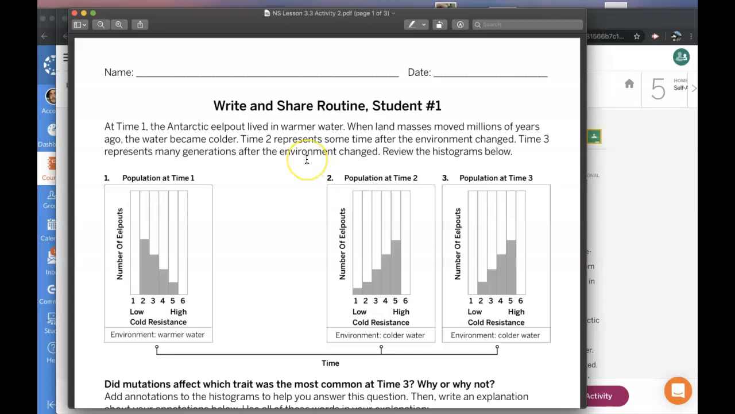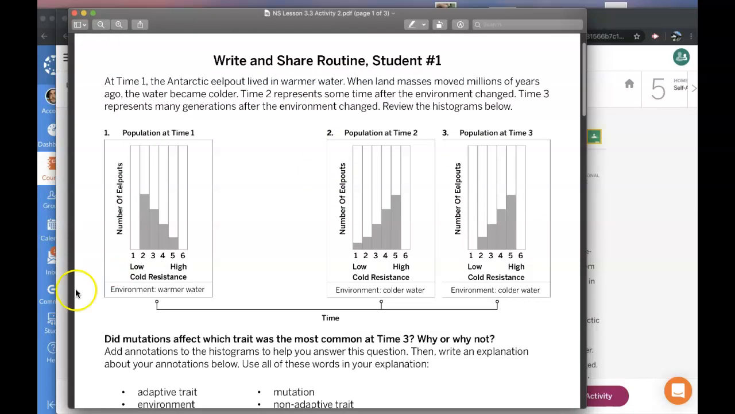If you did write and share routine number 1, you're trying to figure out if mutations affect which trait was the most common at time 3. The first thing we should do is look at what trait is the most common, and we can see here that the highest distribution is trait 5 of cold resistance. So this is the most common trait at time 3. Can mutations explain this, or did they affect this?